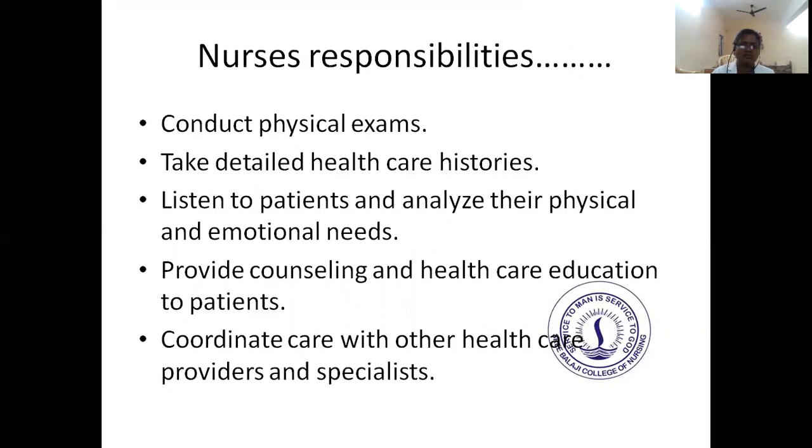As a nurse, what are our responsibilities? We have to overcome these problems among the people when they come for nursing. We have to do a physical examination to check the muscle strength, cardiac endurance, muscle endurance and body fat composition. Take a detailed healthcare history. It's very important. They should not hide any histories. Listen to patients and analyze their physical and emotional needs. Provide counseling and healthcare education to the patients. Coordinate care with other healthcare providers and specialists.